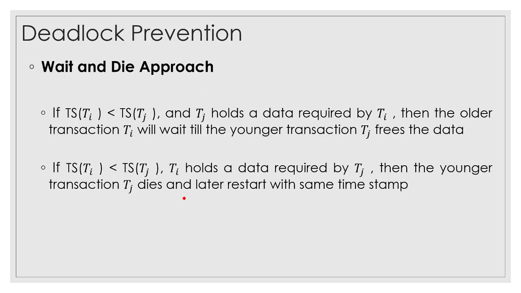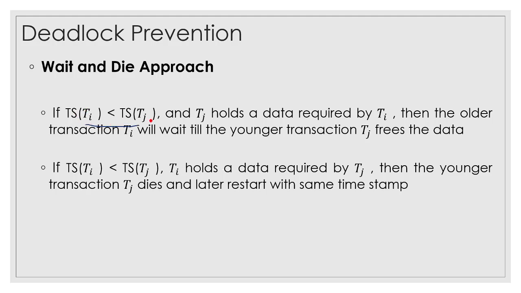Now we are going to discuss the wait-die approach in case of deadlock prevention. We know that each transaction has its timestamp. TS(Ti) represents the timestamp of transaction Ti, and TS(Tj) represents the timestamp of transaction Tj. So TS(Ti) less than TS(Tj) means Ti has started earlier, meaning it is the older transaction, and Tj is the younger transaction.